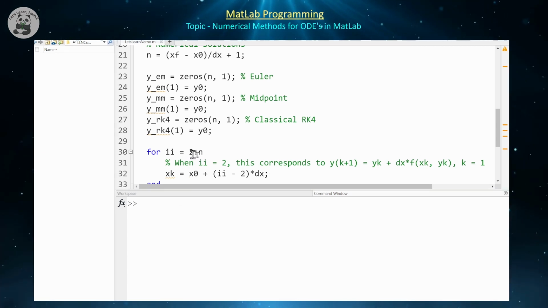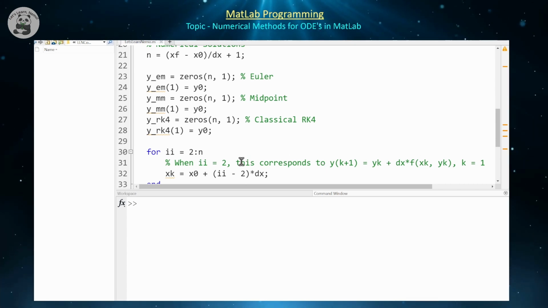Notice that when double I is equal to 2, 2 minus 2 is equal to 0, and that's 0 times dx, which is equal to 0, so xk will start at x0. Does that make sense? So y1 is equal to y0 plus dx times f(x0, y0). So x0 is the value that we're going to be using to calculate y1.